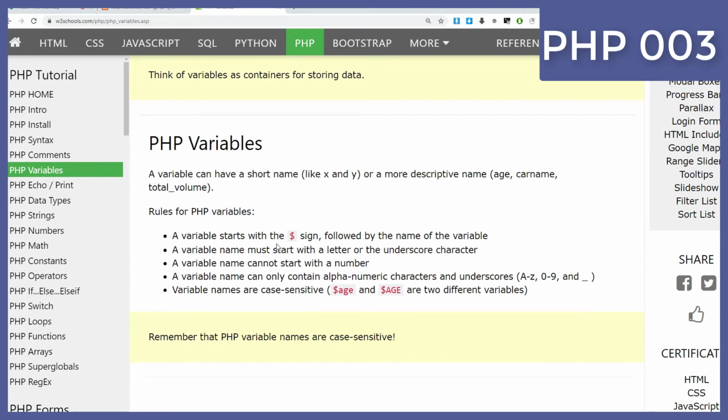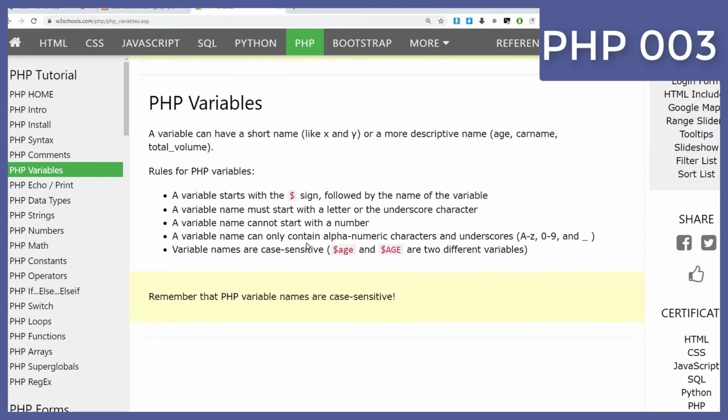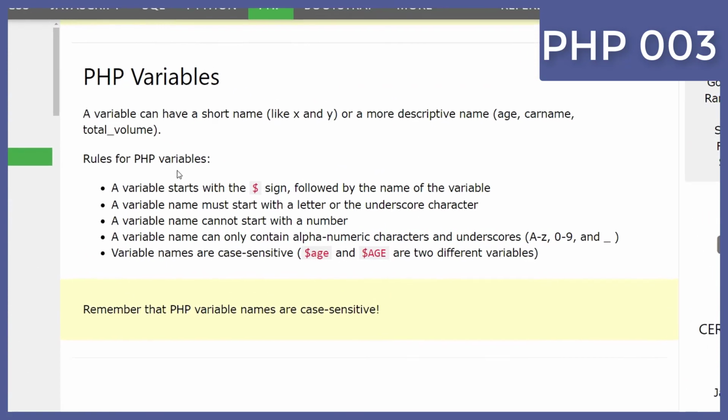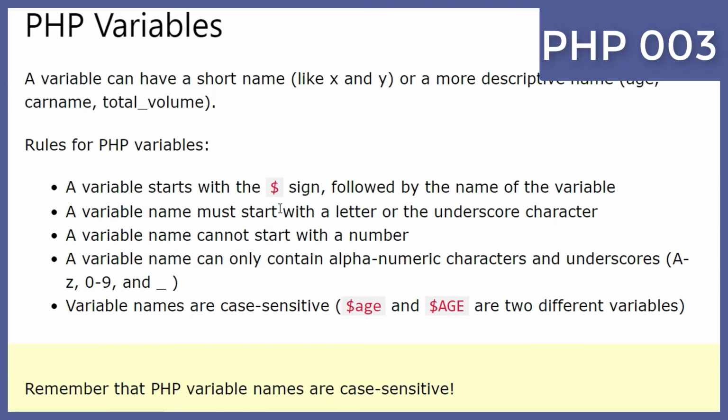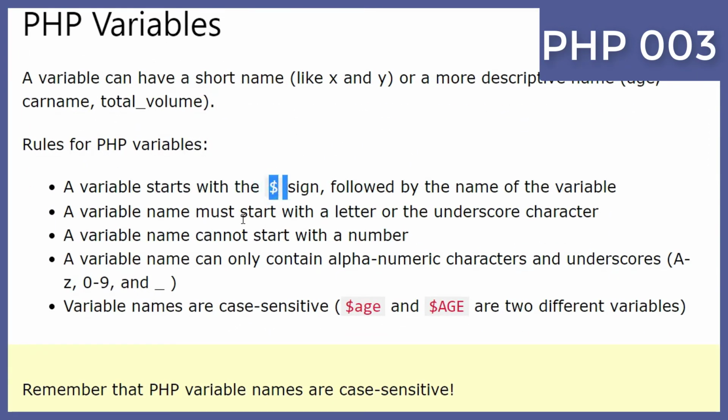These are the simple rules that we have to follow when creating variables. Rule number 1: every variable must start with a $ sign. Rule number 2: a variable must start with an underscore or a character. You cannot start with another funny thing.